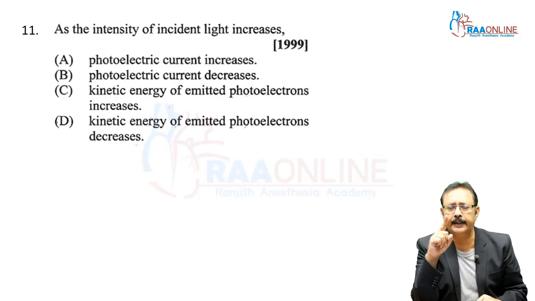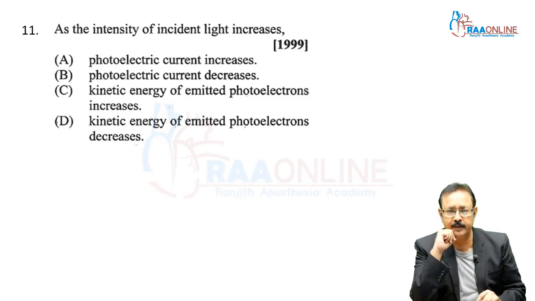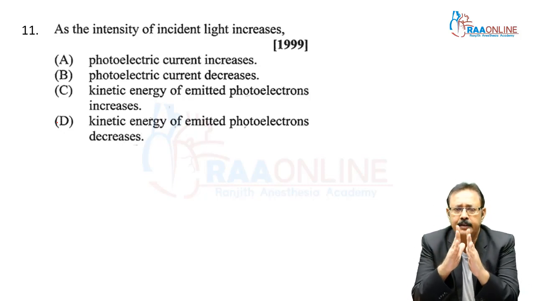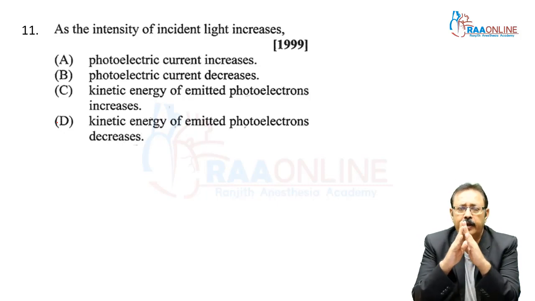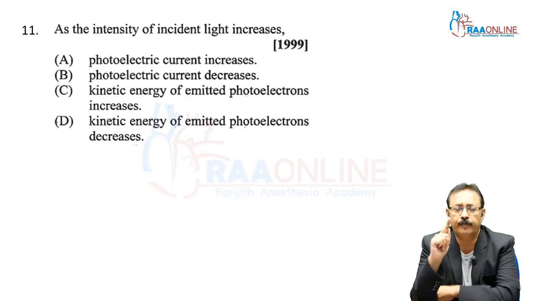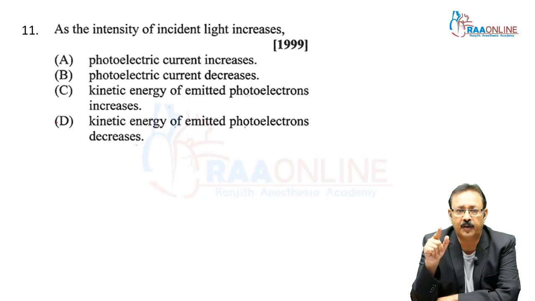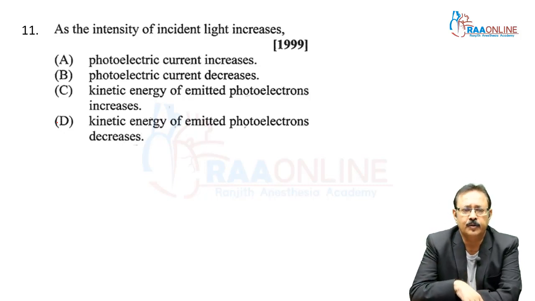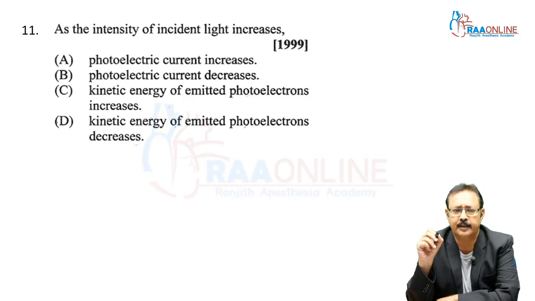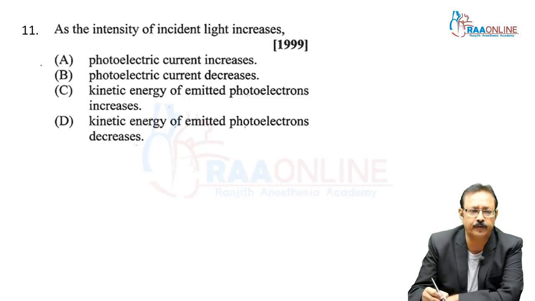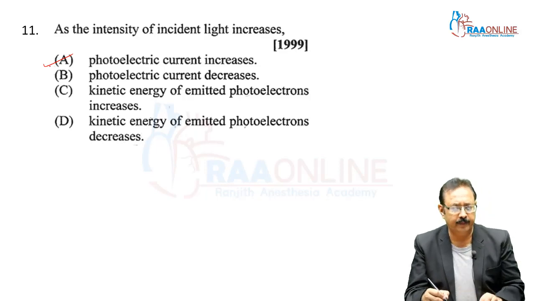Next, it is from 1999 AIPMT. As the intensity of incident light increases, we discussed that if we are increasing the intensity of light, it means we are increasing the number of photons, and one photon when it hits one electron will throw it out. So you are increasing the number of photoelectrons, meaning increasing the photoelectric current. So, as the intensity of incident light increases, photoelectric current will increase. So, we will go with option A, 11th A.